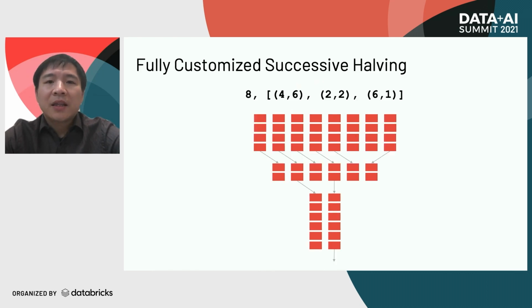Here is an example. We start with 8 configurations, run 4 epochs, keep 6, run 2 epochs, keep 2, run 6 epochs, keep 1. With this design, the traditional successive halving is just an array of tuples. And even with warm-up, it is still an array of tuples. And you can invent your own array.